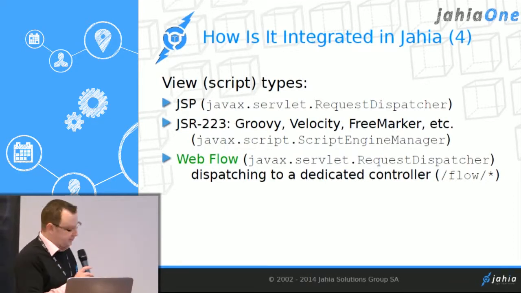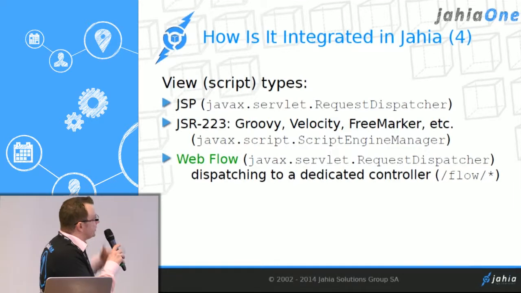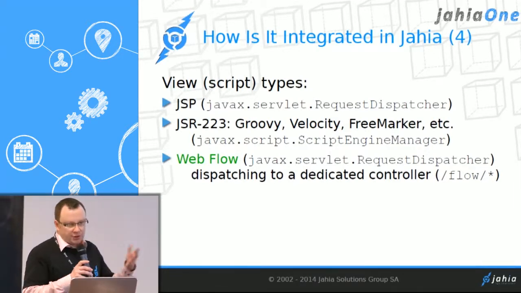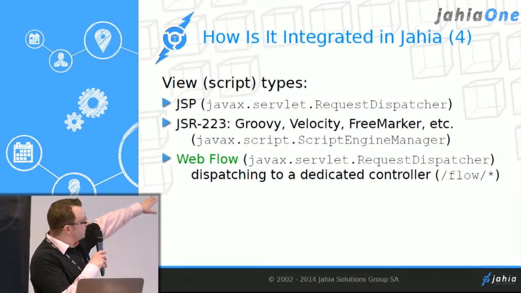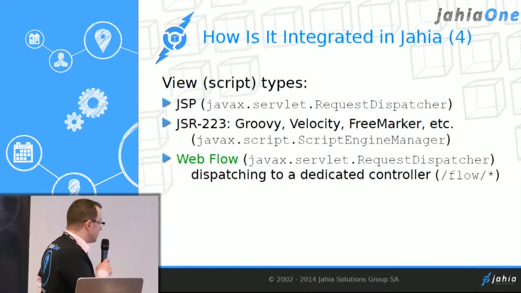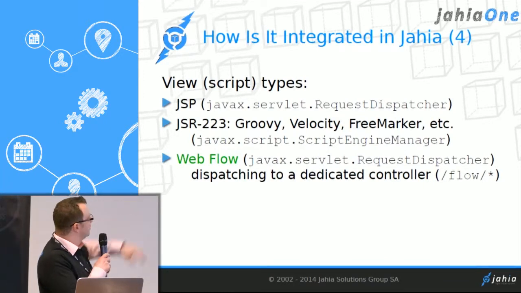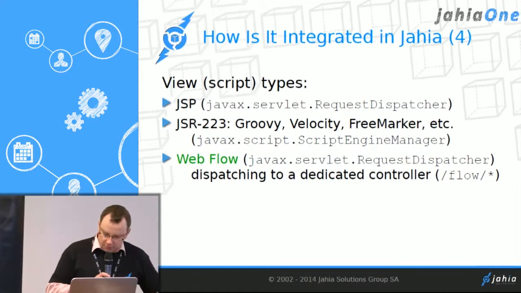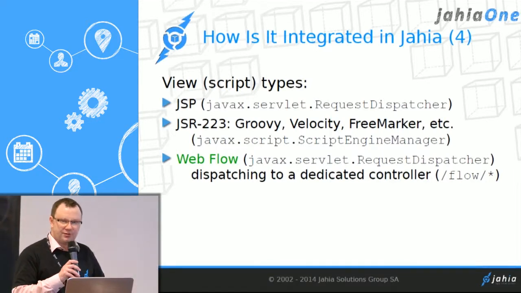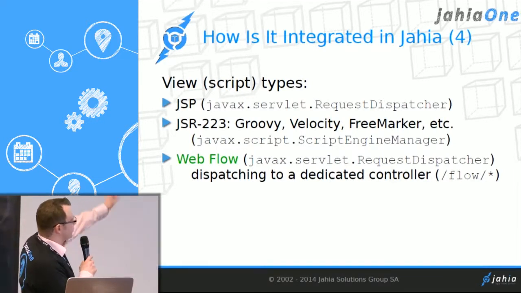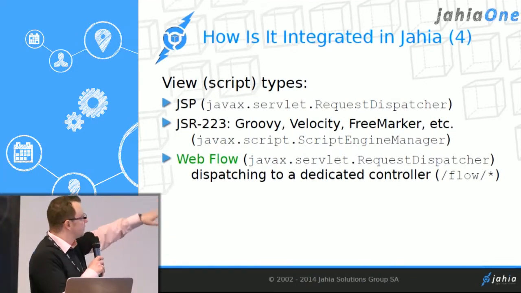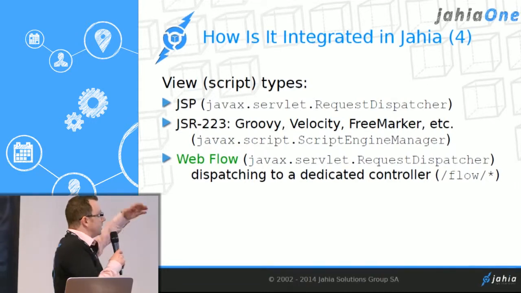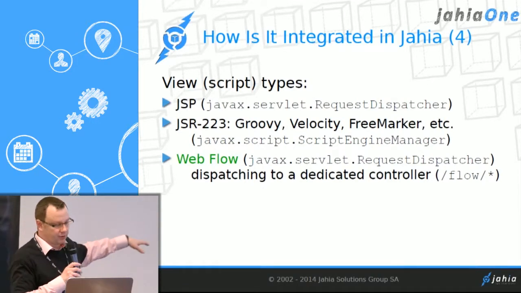As to the types of the views, we distinguish between GSPs, which are the most common in Jahia. They are executed using the request dispatcher. We also distinguish the dynamic language views, scripting, which are based on JSR 223, which is scripting for the Java platform, I guess, and which include Velocity, Groovy, FreeMarker, and so on. They are executed by the Script Engine Manager. And here comes the next one, which we actually introduce.